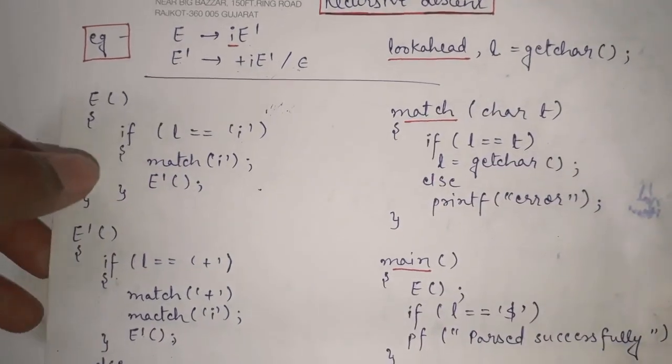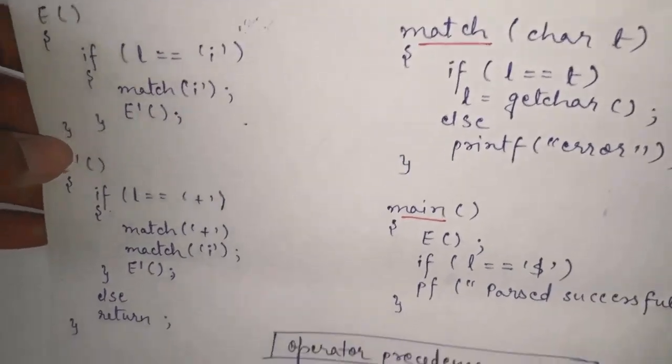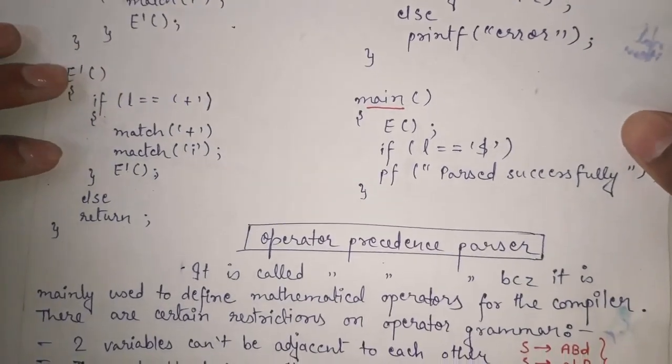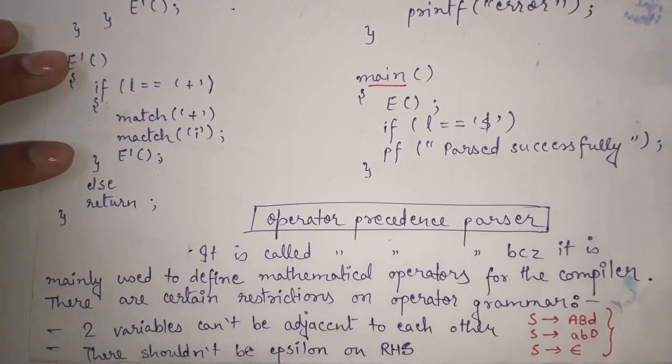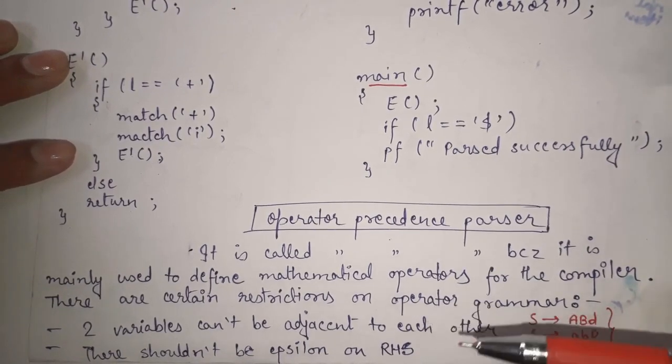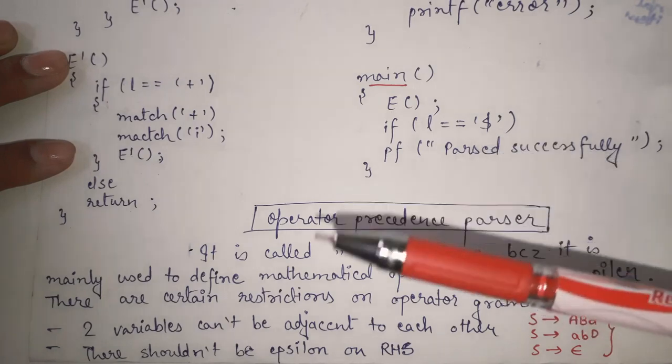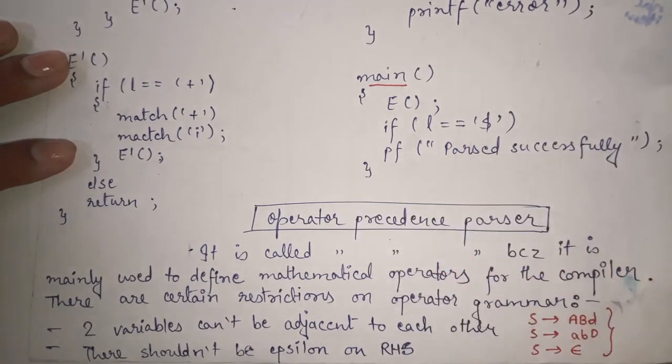Now after recursive descent parser, as I have told, we are having one more parser, that is operator precedence parser. This operator precedence parser is also not that important, but in case any small question is asked, these are the only 1-2 points that you have to remember about operator precedence parser.